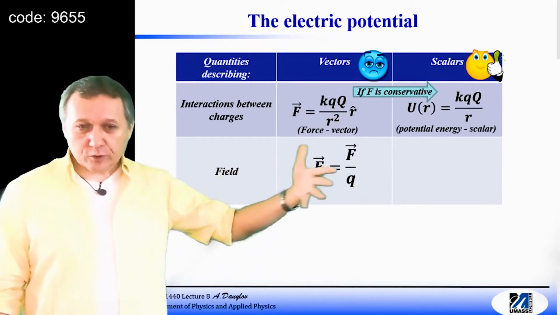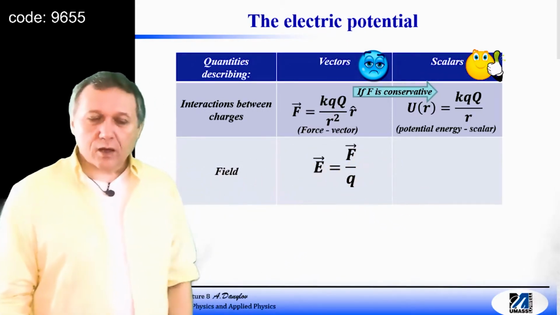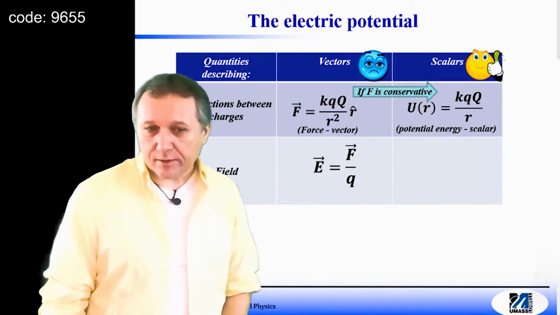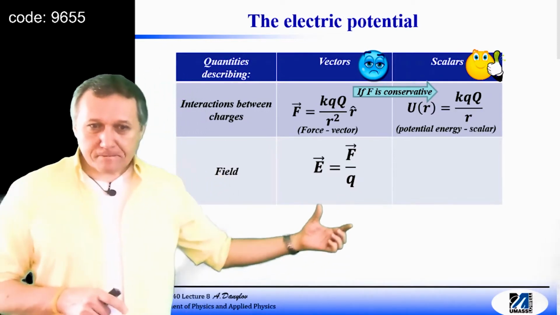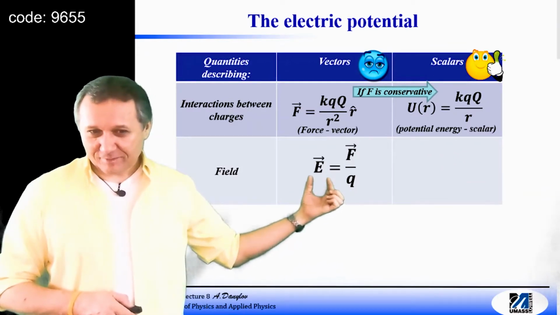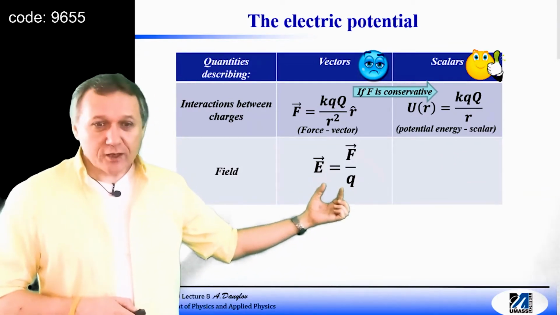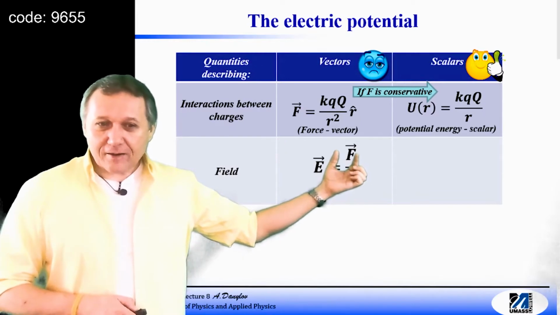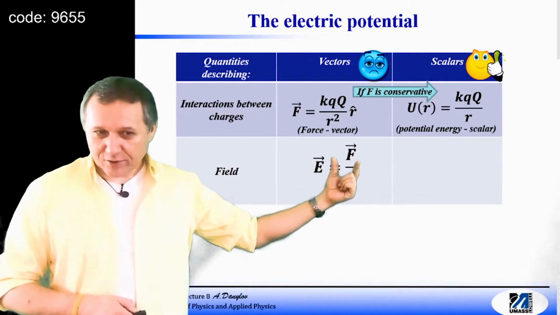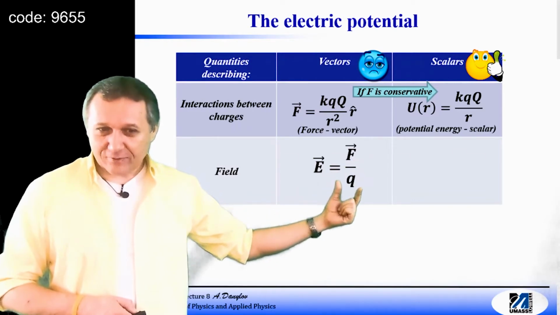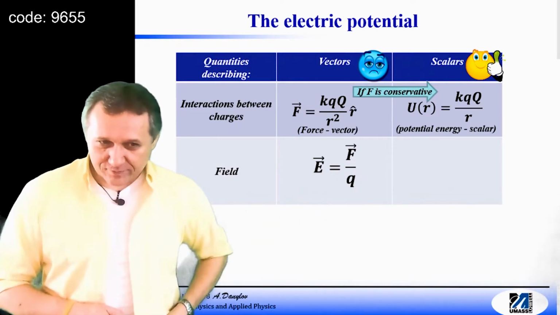And so now we want to introduce something which has a scalar nature. Right? But look, how did we introduce electric field? E, you see the electric field, right? So we took a vector quantity which describes interactions, force, and divided it by the value of the probe charge.